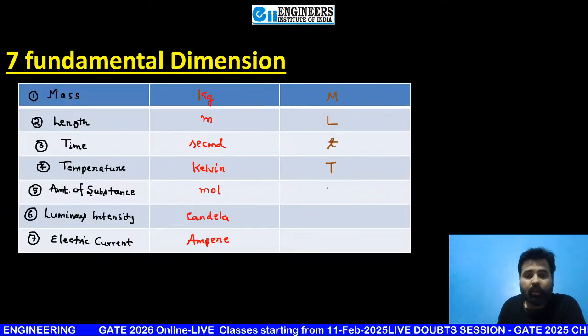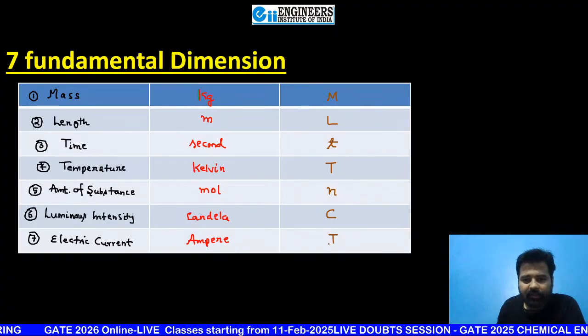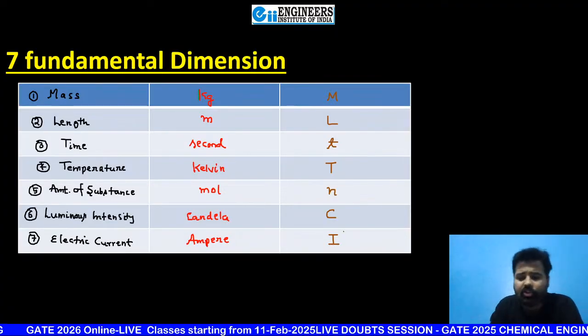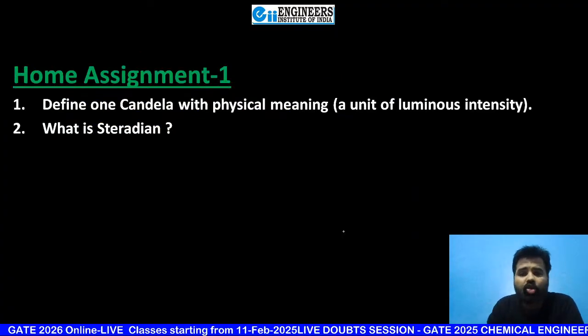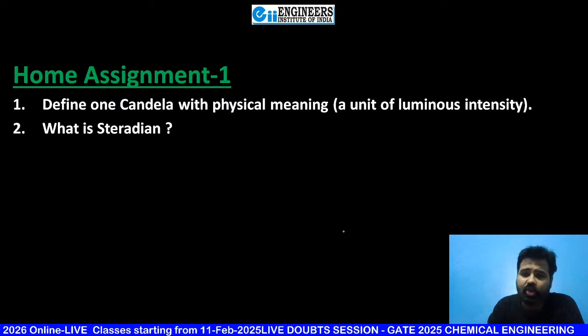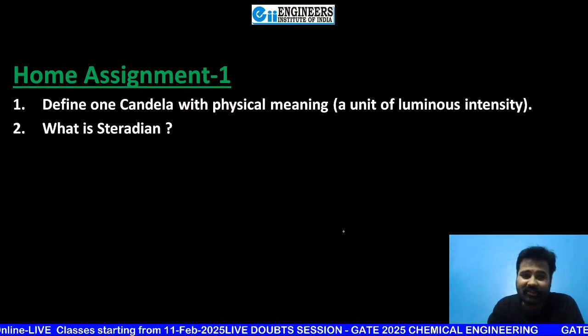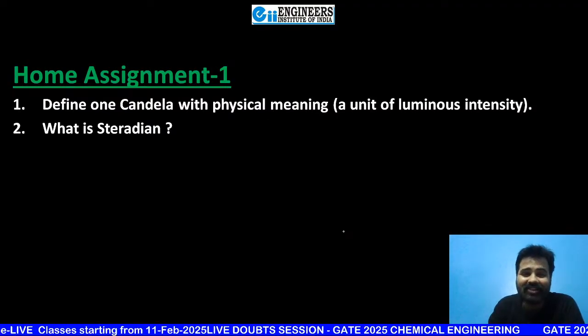Okay, for amount of moles, small n. For luminous intensity, capital C. For electric current, capital I. Okay, what is luminous intensity? So this is your home assignment 2. I will discuss steradian and luminous intensity in doubt clearing sessions. Before that, please just read it and tell me.